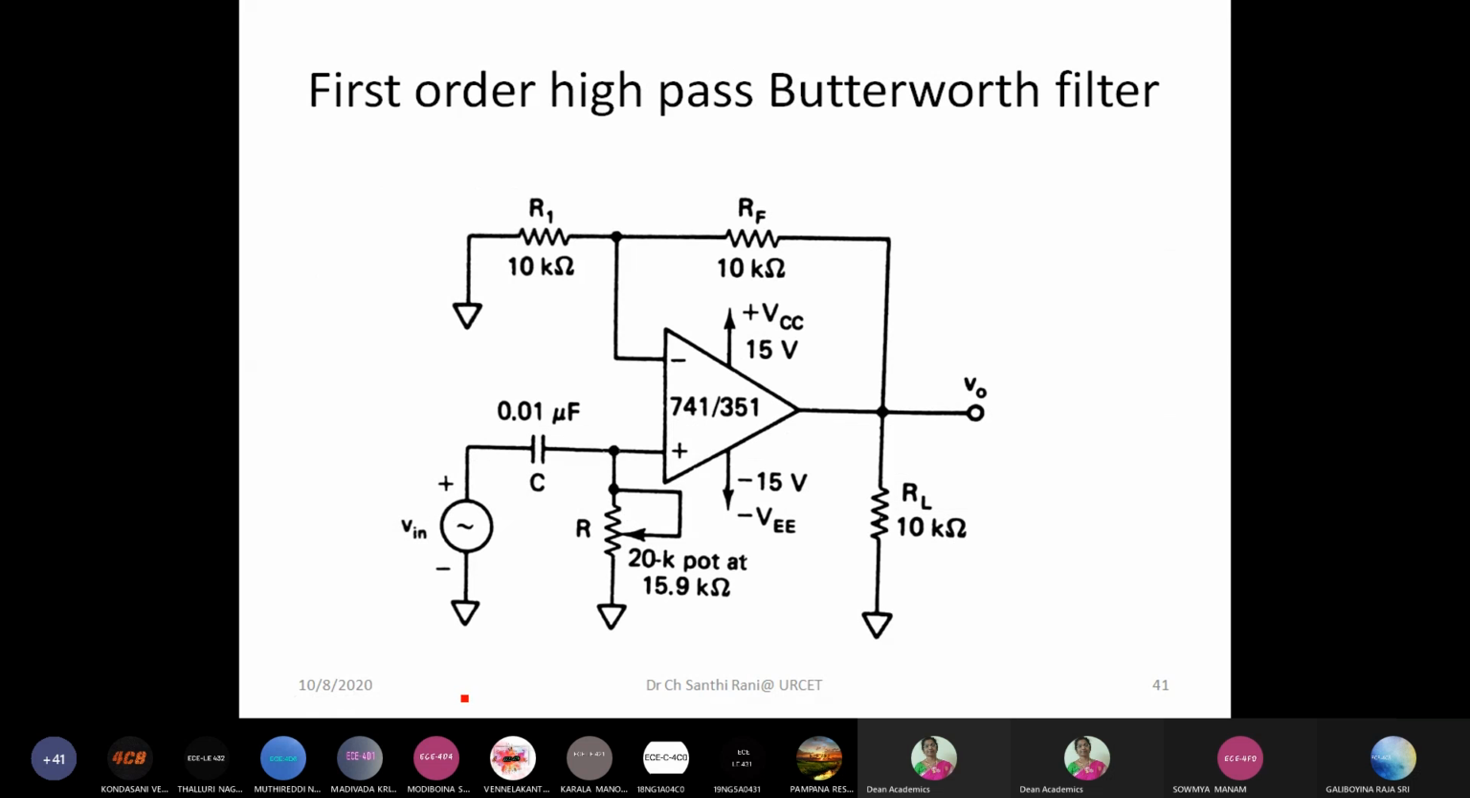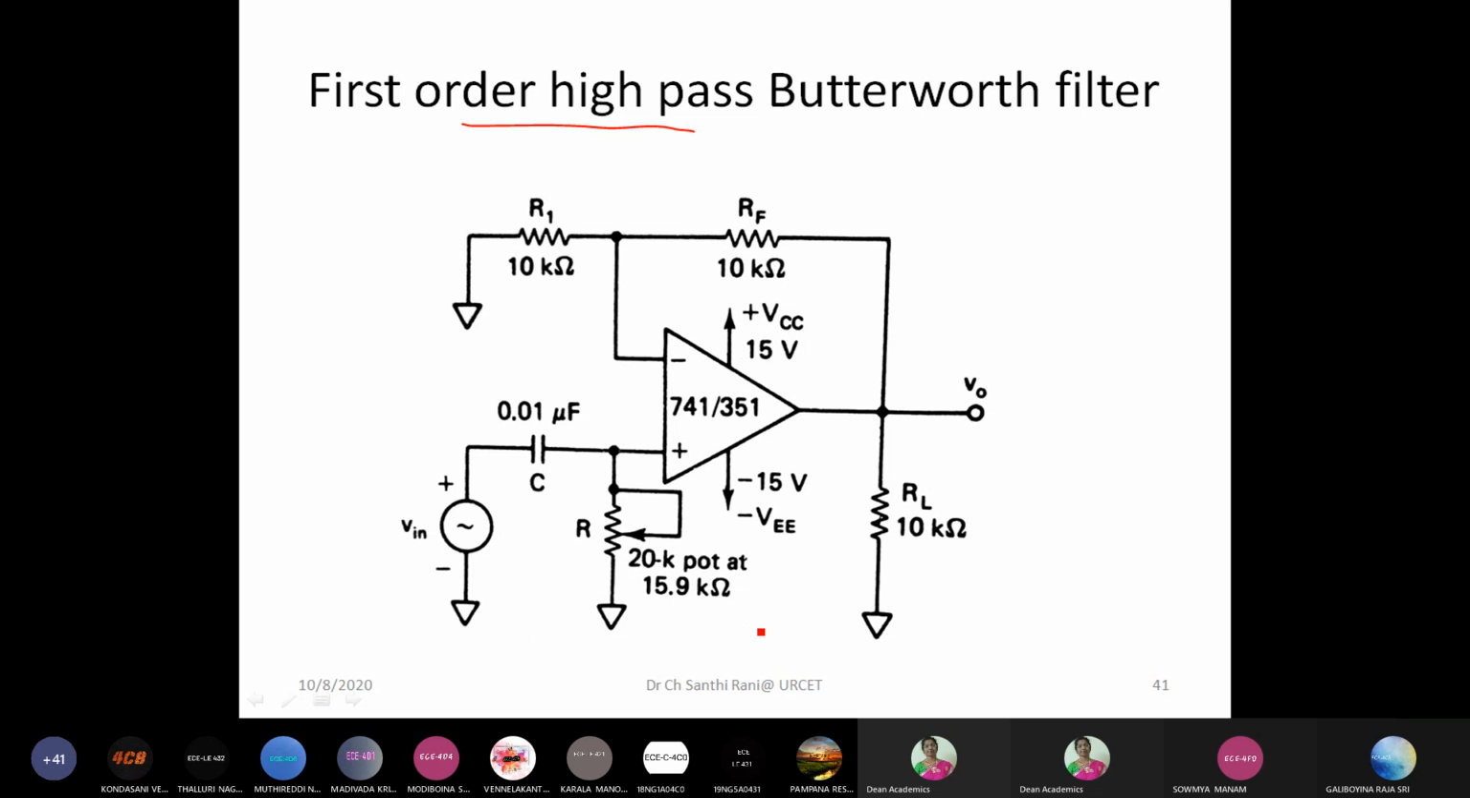Then the second method: what we have done for the low pass filter, the same thing you can do. For the low pass filter design, we have designed the first order filter now. The same component values you can take and draw the same circuit. That is the simplest method. And today's class, we have planned to discuss the first order high pass Butterworth filter, right?